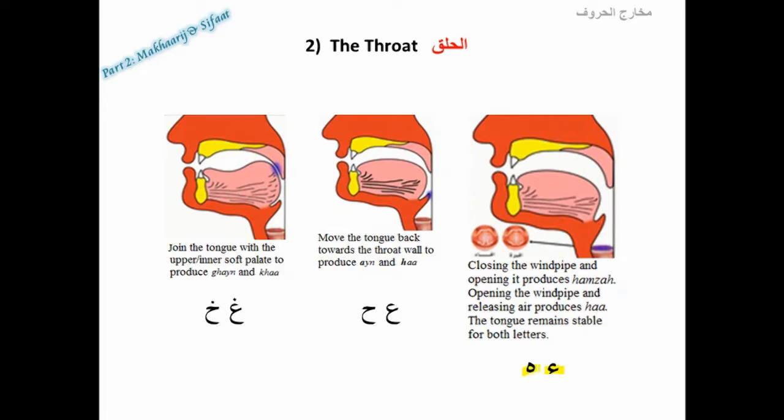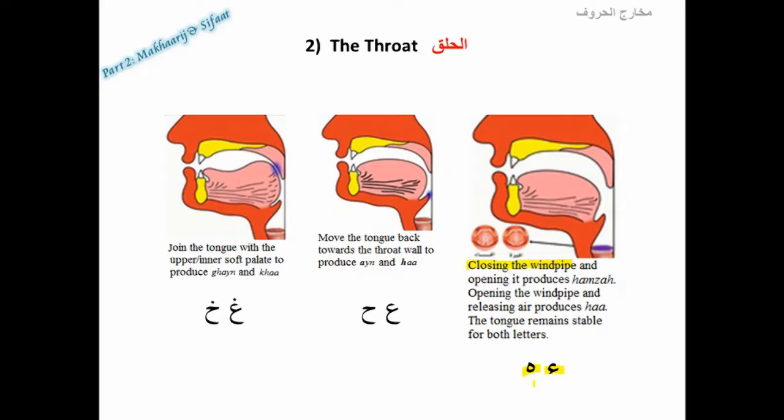And this is ha, ha, ha. Both of these share the same articulation point, the bottom of the throat. Okay, one of them, the Hamza, is read by closing the windpipe. So when you say it with a sukoon, you can feel the windpipe closing. And for ha, you can feel the windpipe is open and the air just flows.